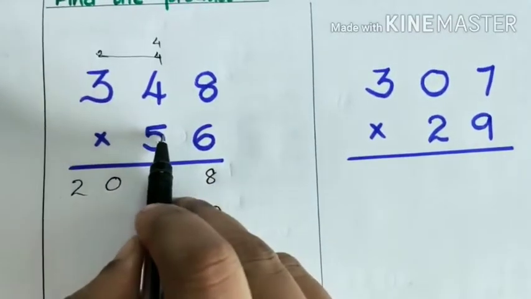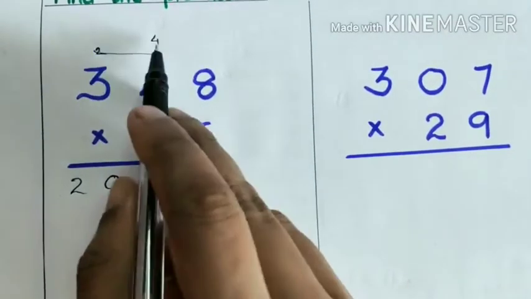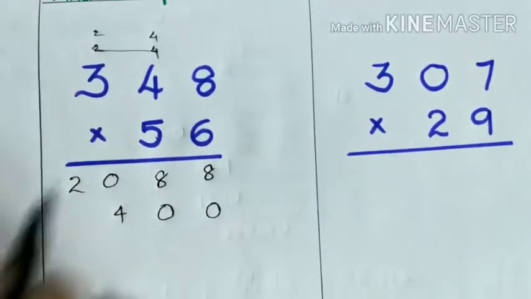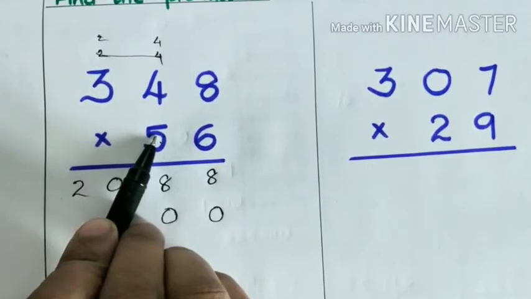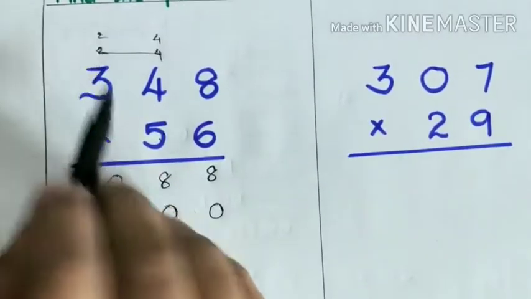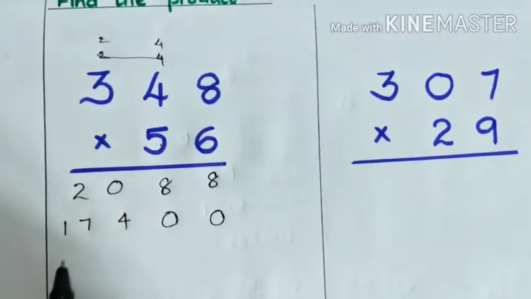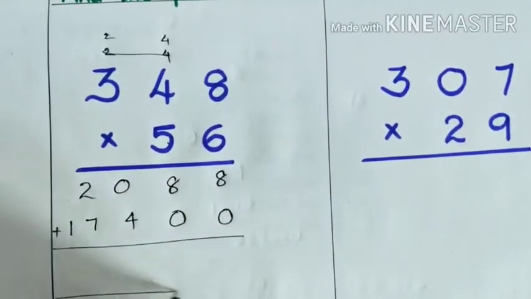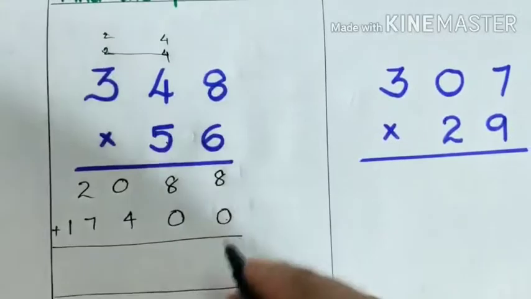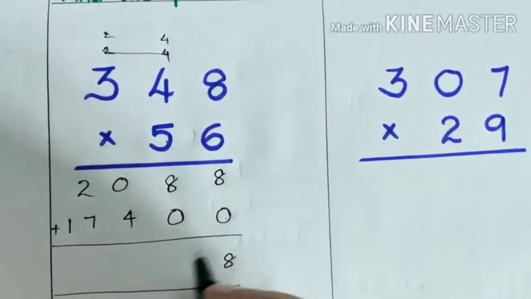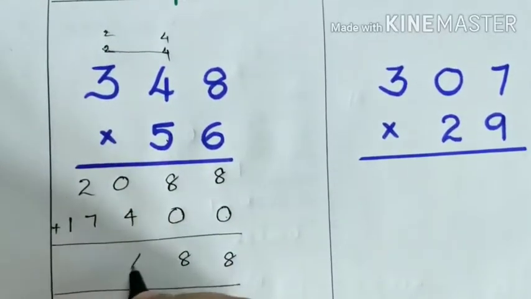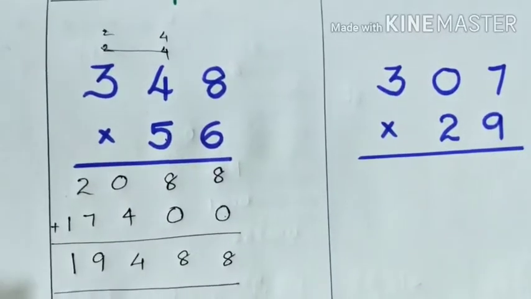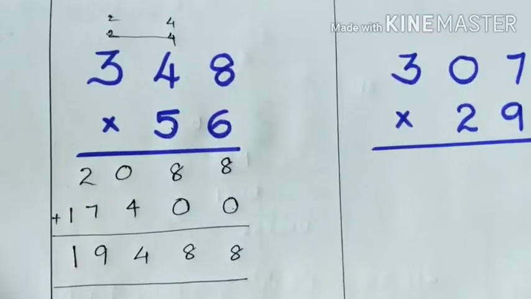4 into 5, 20. 20 plus 4, 24. 3 into 5, 15. 15 plus 2, 17. Now add these digits. 8 plus 0, 8. 8 plus 0, 8. 0 plus 4, 4. 7 plus 2, 9. 19,488.